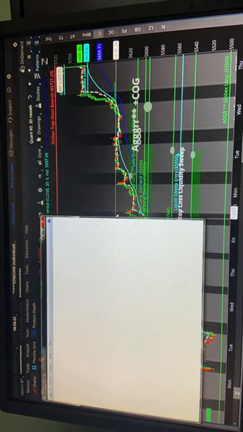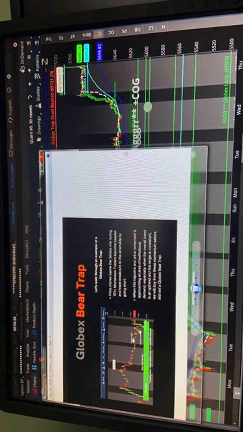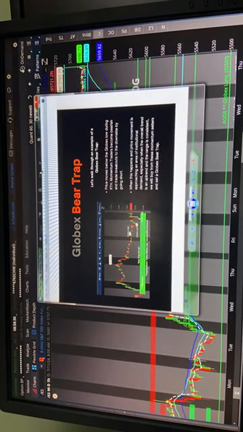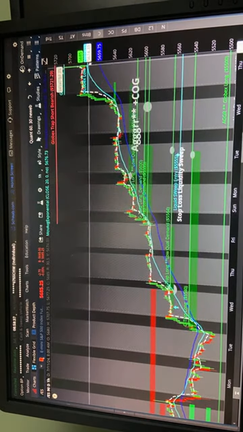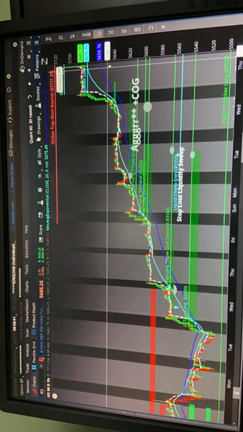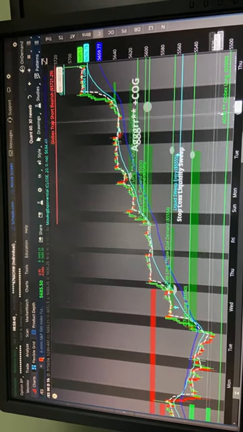Now, the setup is this. I'm just going to give you the skinny on this, and it's explained in a lot more detail in the classes where we have more time and space. This is called a Globex trap. The setup is I'm going to have the market break below a Globex low, come down, and trap short sellers. Believe it or not, there are people still trying to short this market, thinking it's going to go down.